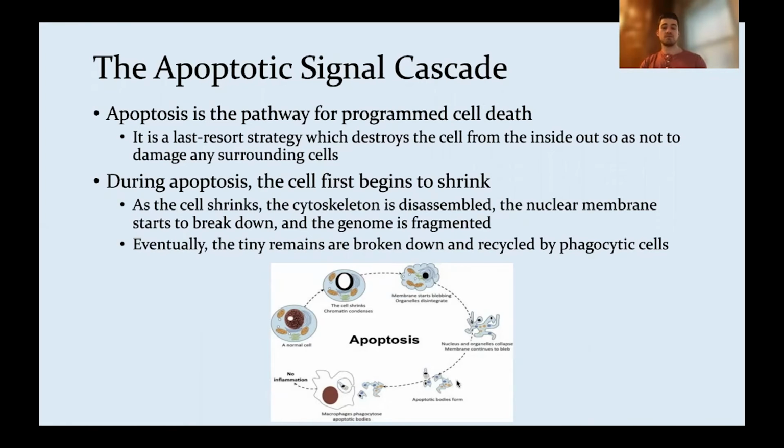So then these tiny little apoptotic bodies form, which are basically just little pouches of broken up protein. And then they're digested, and if there's anything that's recyclable or reusable, the cells will do so. But that's basically what apoptosis is.